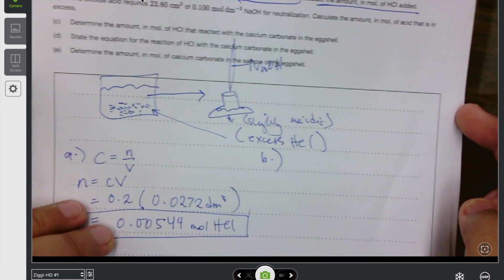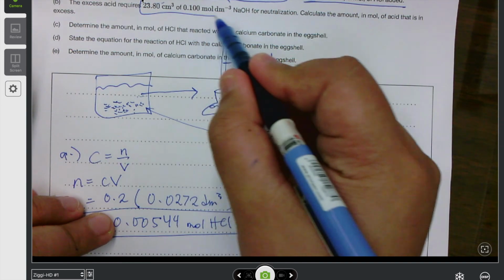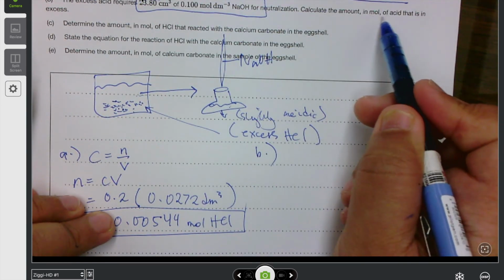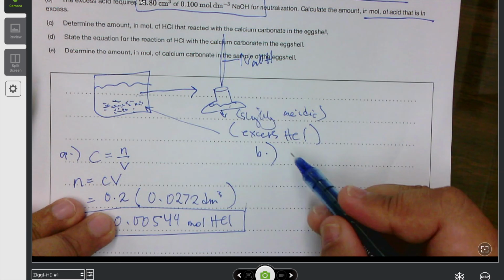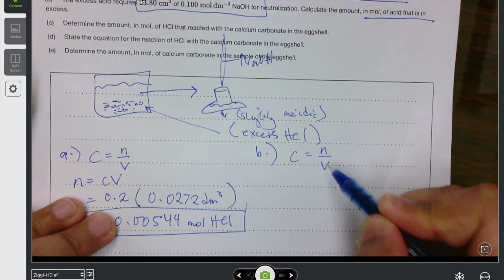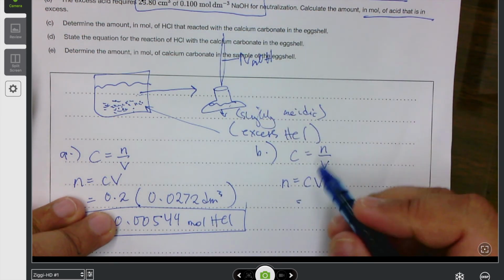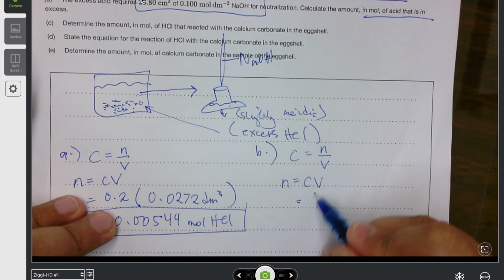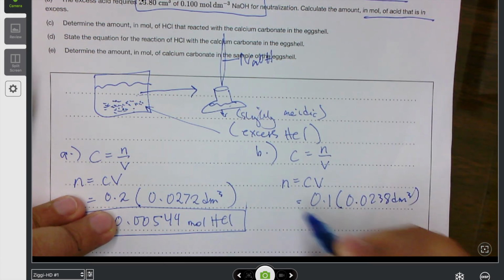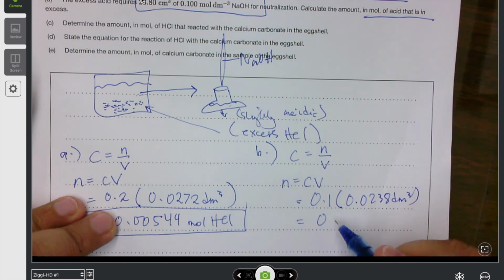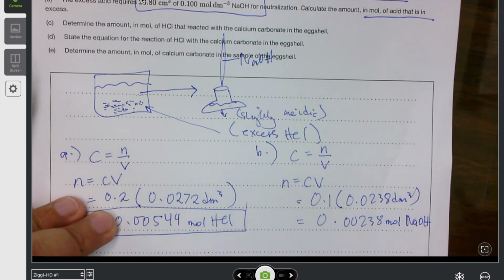The excess acid requires this volume and concentration of NaOH. Calculate the amount in mole of the acid that is in excess. So what is the mole of the acid here when I titrated it with sodium hydroxide? Concentration equals n over V again. Mole equals C times V. What is the mole of the base that we added? The mole of sodium hydroxide. Concentration is 0.1. Volume is 0.0238 dm cubed. So what is the mole of the base? That's the mole of NaOH.